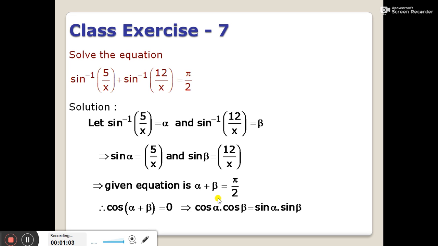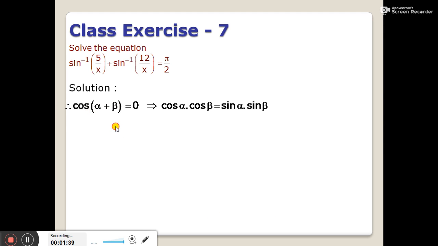Since alpha plus beta is equal to pi by 2, we take cos on both sides. Cos of alpha plus beta is equal to cos pi by 2, and cos pi by 2 is 0. The formula for cos of alpha plus beta is cos alpha cos beta minus sin alpha sin beta, and on simplifying this we get cos alpha cos beta is equal to sin alpha sin beta.